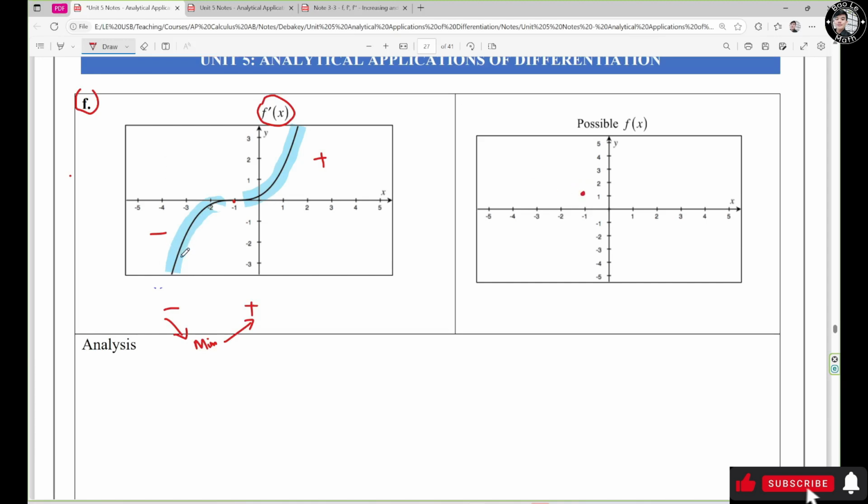Now, from negative infinity to negative 1 right here, f prime of s is negative, the function f of s is decreasing, so it's going to be something like this.